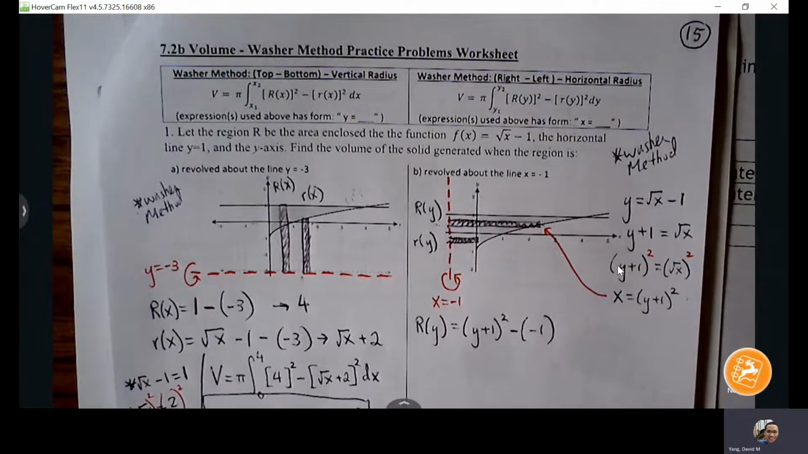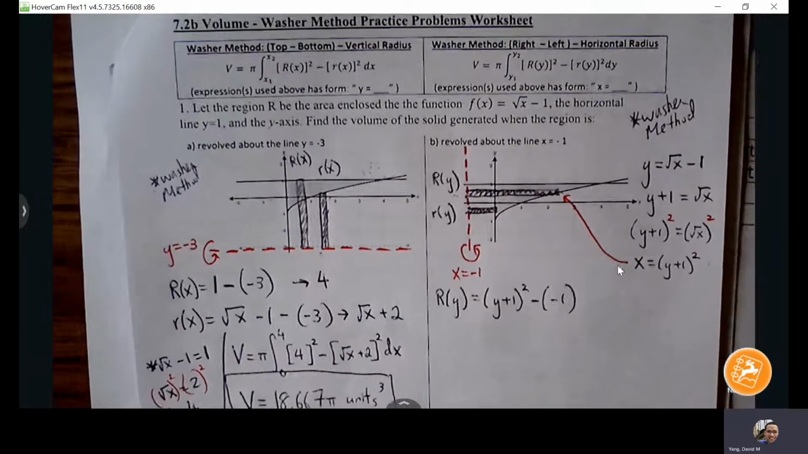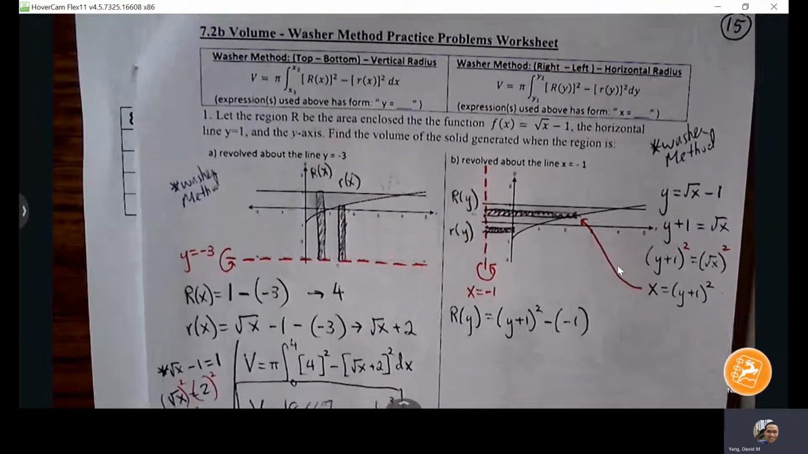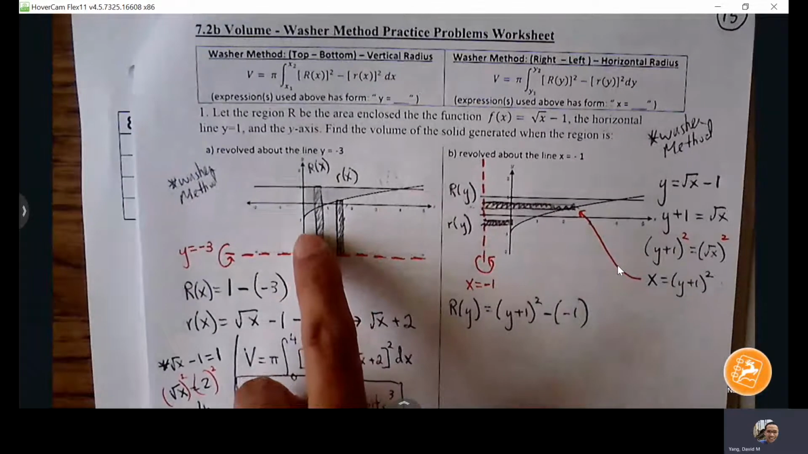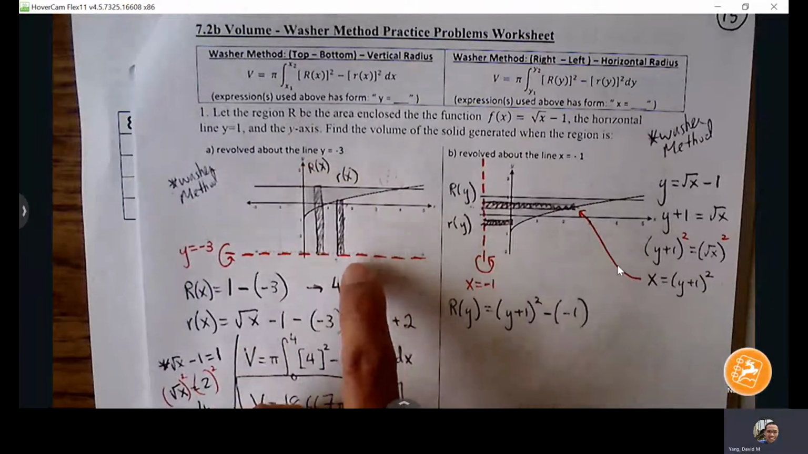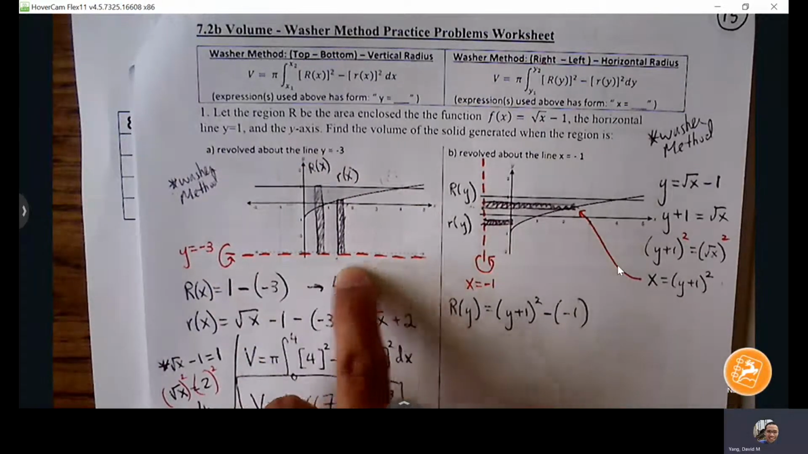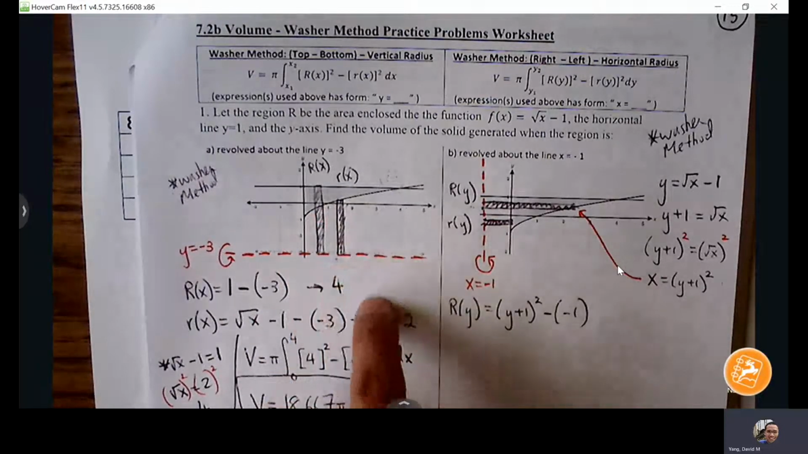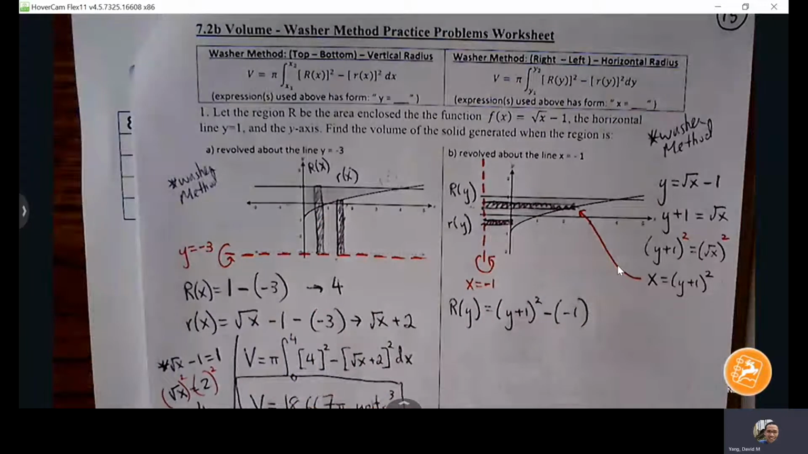Hey, so recap from Friday. We started the worksheet on page 15. So part A, rotating above the line y equals negative 3. If your dotted line is not up against the flat surface of your shaded region, then you know it's going to be a washer method every time.